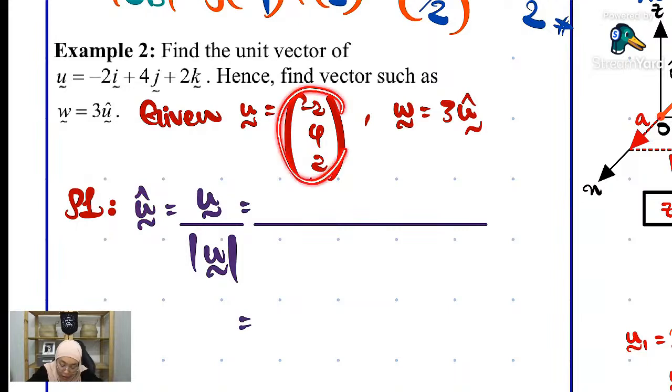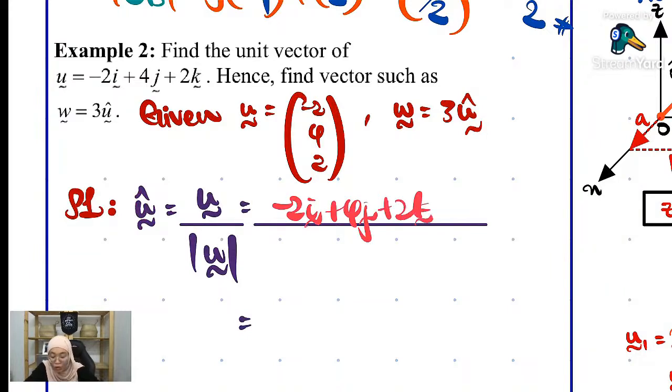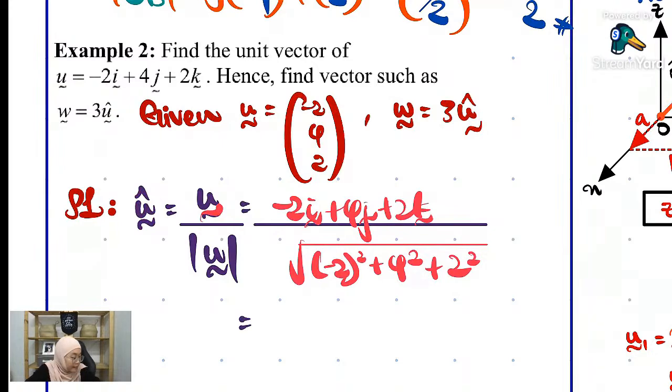So sometimes you can just use this 2, negative 2, 4 and 2, you write it down there. But some students like to write in this form, 2i. Let me write down for you. Negative 2i plus 4j plus 2k. Yeah, some students like to write ijk. It doesn't matter, as long as it is a vector, right? So below, don't forget to find the magnitude of this u, which is negative 2 squared plus 4 squared plus 2 squared, isn't it?